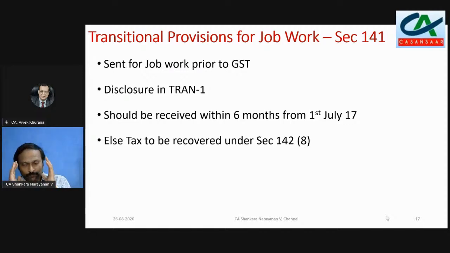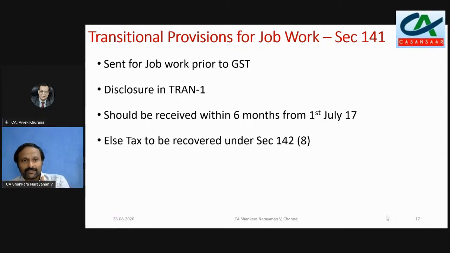Now, we have finished the 2017-18 GST audit, but for 18-19 also it becomes critical, because whether you are a financial auditor or a GST auditor, you'll have to look at this aspect, since if the time limit of 6 months had not been met, there can be two kinds of deviations here. One, the goods might have been with the job worker on 1st July 2017, and they would have forgotten to disclose it in TRAN-1, possibility 1. Possibility 2, they would have disclosed it in TRAN-1, but the goods wouldn't have come back within 6 months.